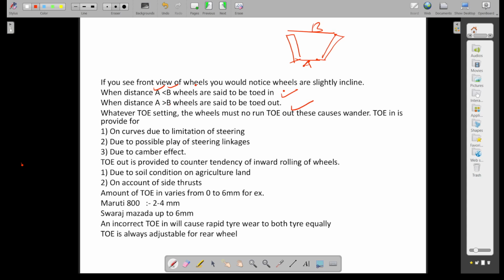Just understand why we need toe in and toe out: so that it can provide easiness for the steering. Due to it, the steering linkages can be given moment, and toe out is provided to counter the inward rolling of the wheels due to the condition of the agricultural land, and side thrust.